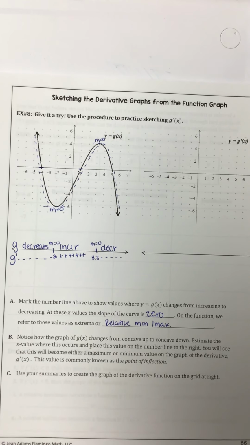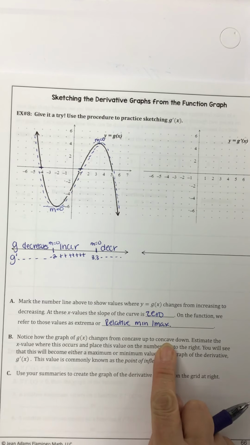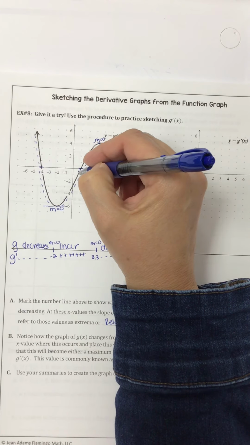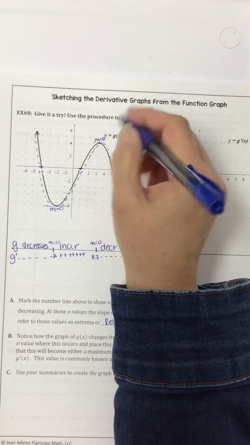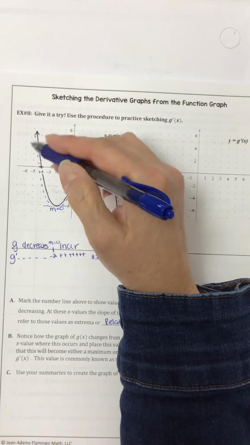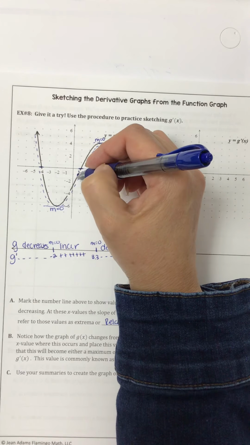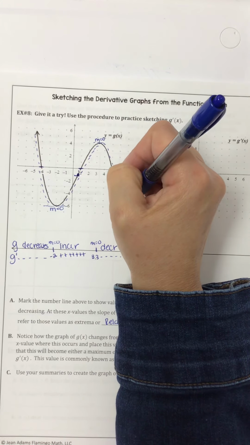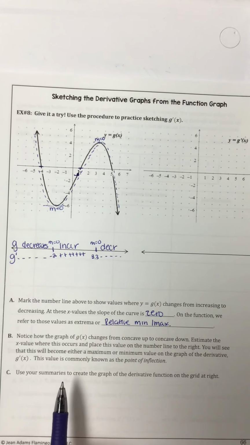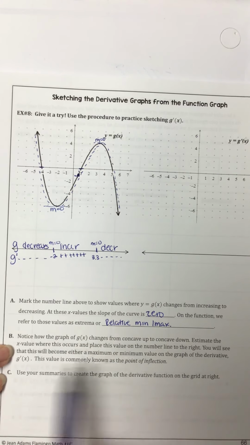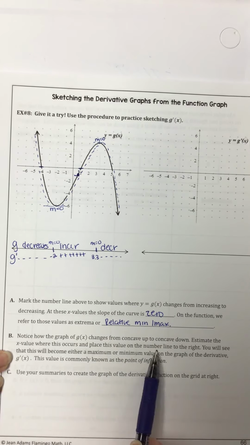Okay. Notice how the graph of g of x changes from concave up to concave down. So here, concave up, there's got to be a point of inflection somewhere in this general area. So it's concave up, yes, opens up. And then at this point it starts to open down, yes? So notice how the graph of g of x changes from concave up to concave down. Estimate the x value where this occurs and place this value on the number line to the right.